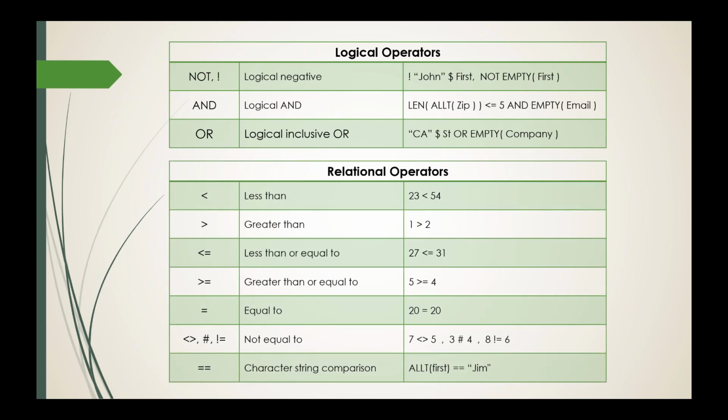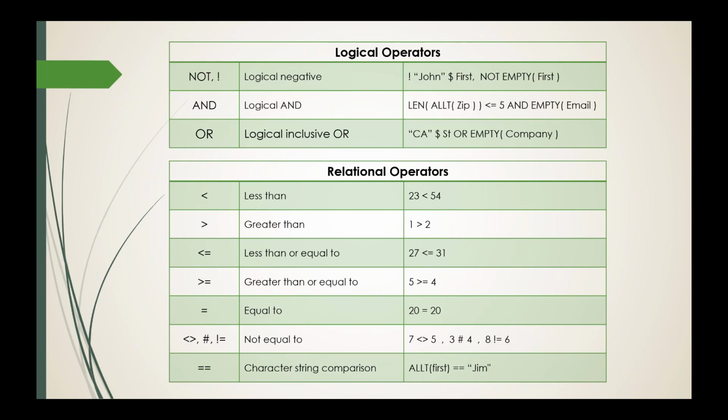Then we have relational operators. Most of these are going to be used on numeric values as well. As you can see, I've already used one in a couple of examples here, but we have less than, greater than, less than or equal to, greater than or equal to, which is just a single equal sign. And then we have not equal to, which can be written in multiple ways. We can use both the less than and greater than symbol. We can use the pound sign, and then we can use exclamation point equal sign, and that is not equal to.